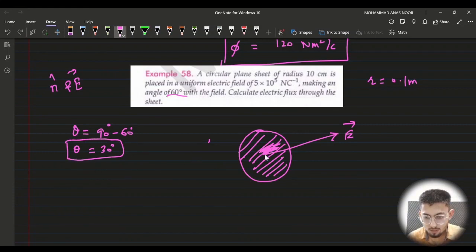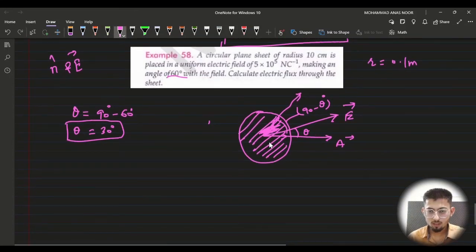If this is the normal vector, the area vector, this angle is now 30, and the other one, which was given to us, is 90 minus theta, that is 60 degree. But we need to find the angle between the area vector and the electric field. This is theta. Then it is easy.